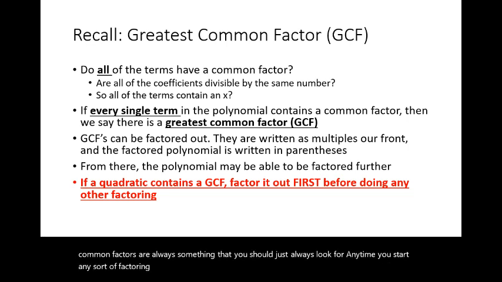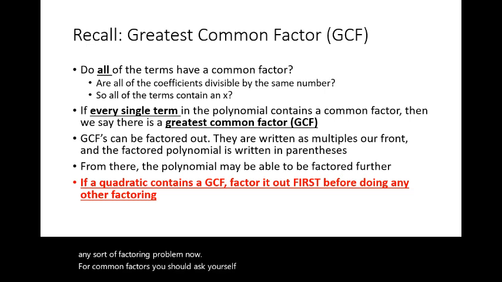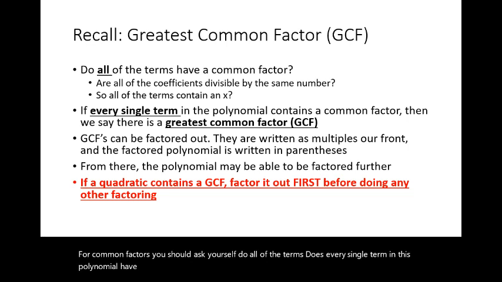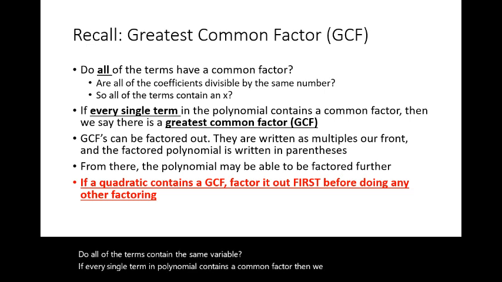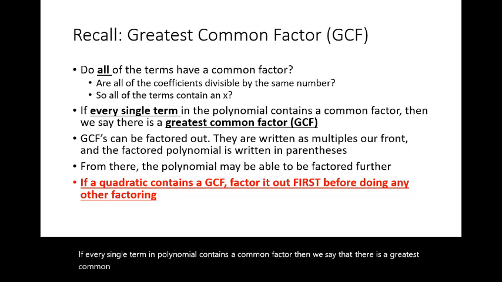Now, for common factors, you should ask yourself, does every single term in this polynomial have something in common? Are all of the coefficients divisible by the same number? Do all of the terms contain the same variable? If every single term in the polynomial contains a common factor, then we say that there is a greatest common factor. And we spent a lot of time in the previous video talking about how to factor out common factors.